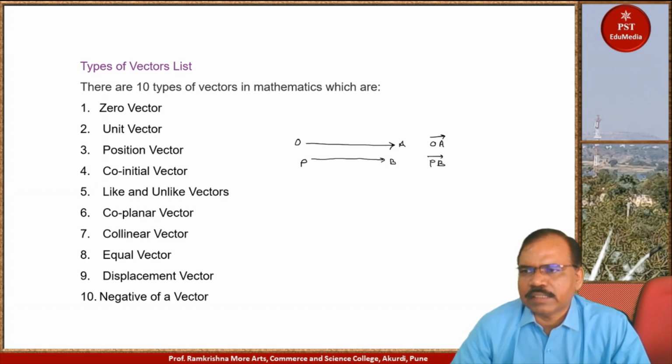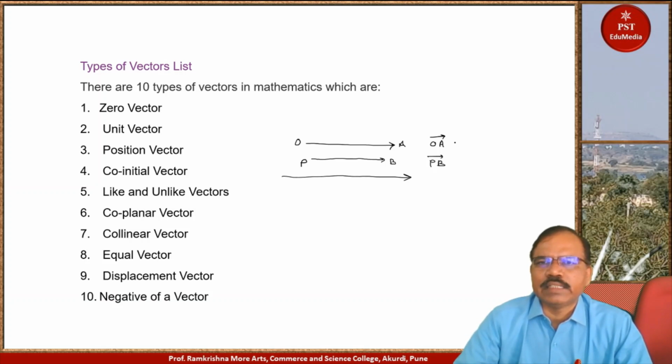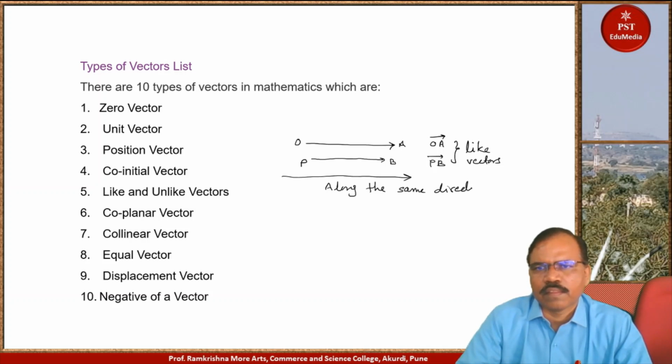The vectors having the same direction are known as like vectors. So they are along the same direction, along this direction. So these two vectors are like vectors, along the same direction. So these are like vectors.